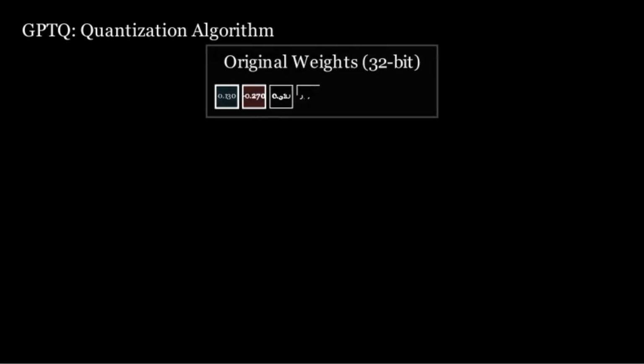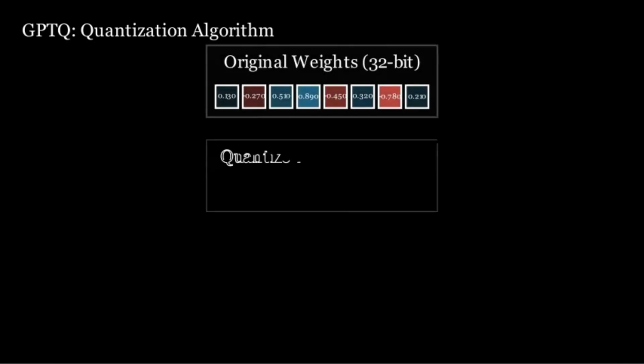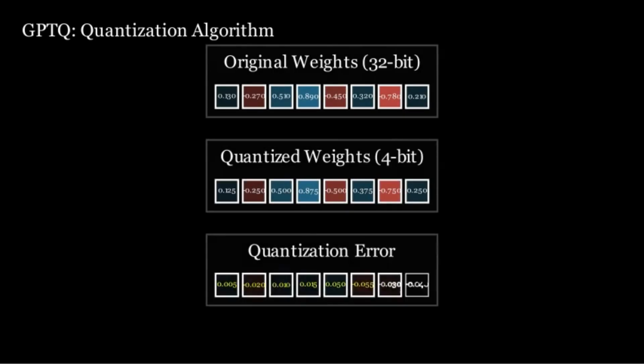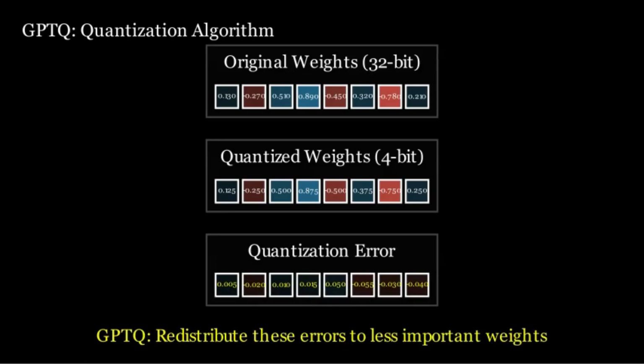Let's see what quantization actually looks like. Here are some original weights with full 32-bit precision. When we quantize them to 4-bit representation, each weight gets rounded to the nearest available value in our 4-bit representation. This introduces quantization errors, the differences between the original and the quantized values. In naive quantization, these errors accumulate and cause significant performance degradation. The brilliance of GPTQ is that it doesn't just accept these errors, it redistributes them to minimize their impact.